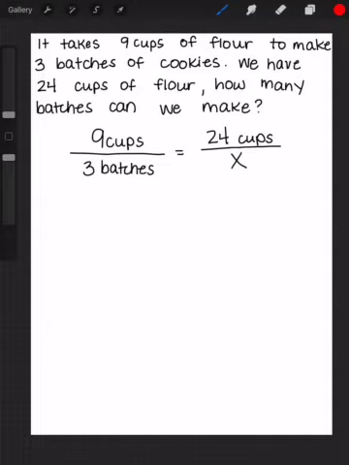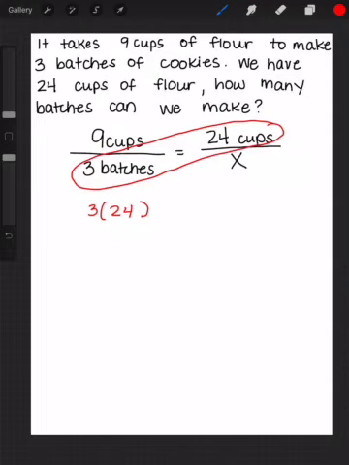Because in this one, it's easy to see, all right, we have 9 over 3. So if we divide that, it's going to be 3. So it would be easy to do the same thing on the other side. But we don't want to count on those numbers being that easy, so we're still going to do the cross multiplication. So I have 3 times 24 equals 9 times x, or 9x.